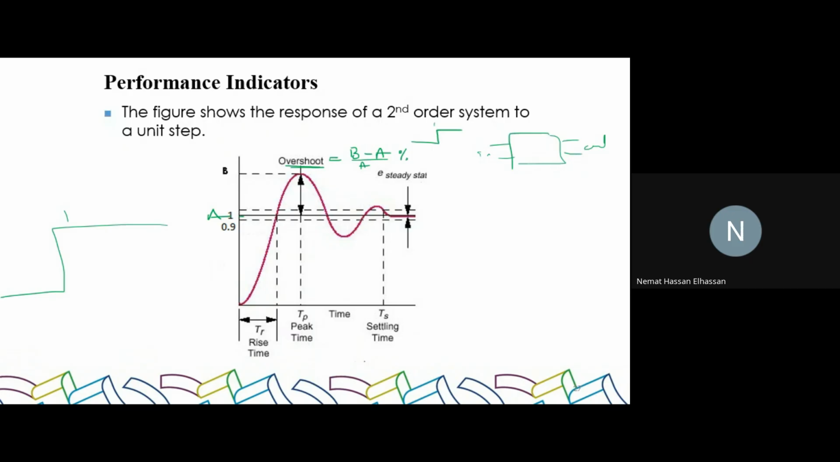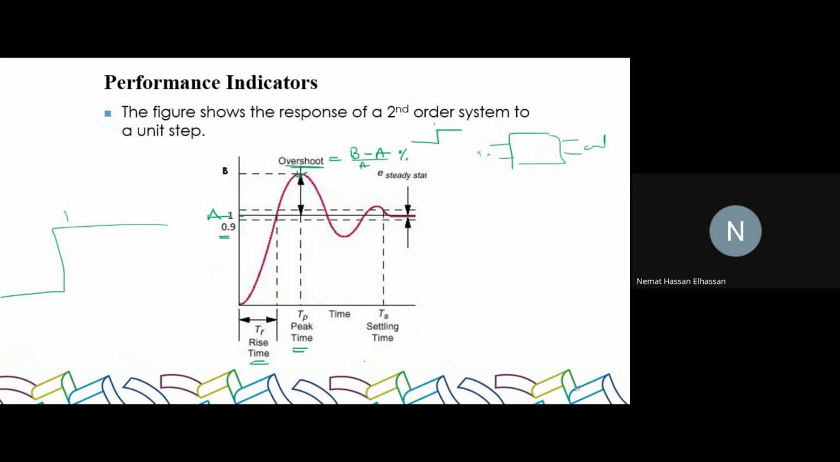And the time it takes to get to 0.9 or 90% of your steady state value is called the rise time. When you get to 90% of your final value, it's called the rise time. And the time that you want to get to the overshoot is called the peak time, how long it will take before you get to that peak.